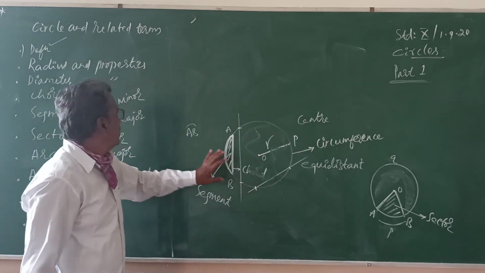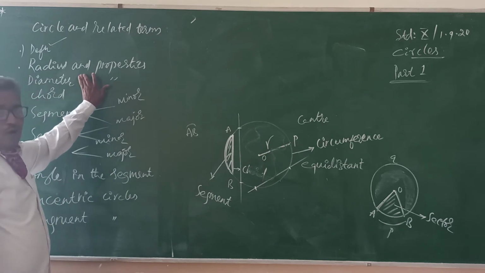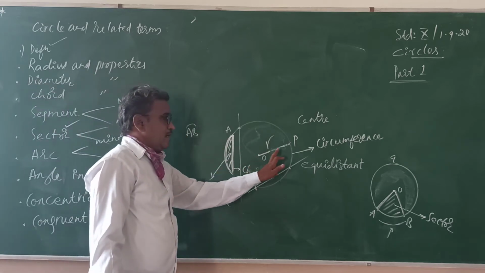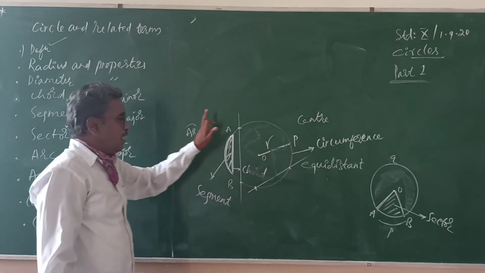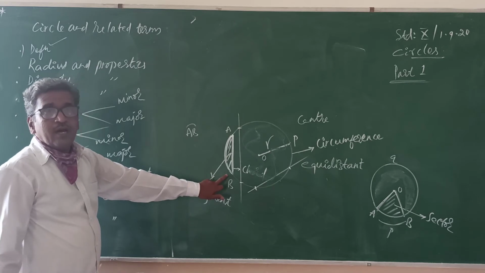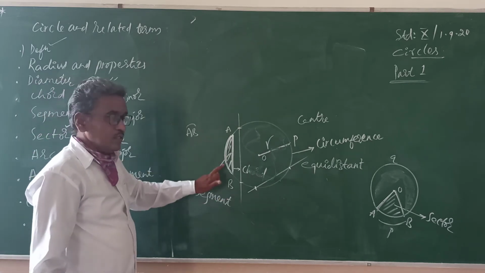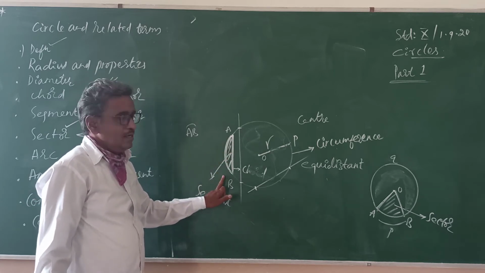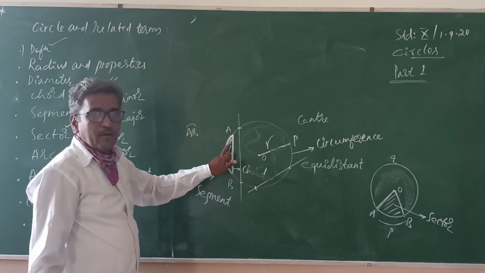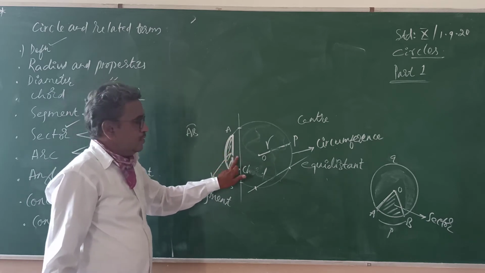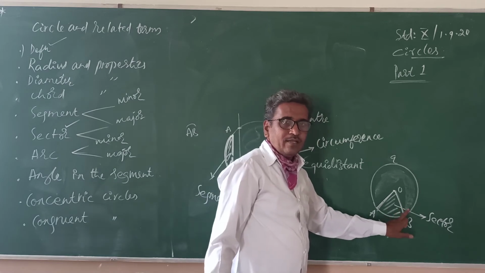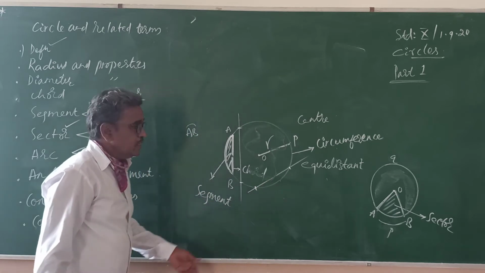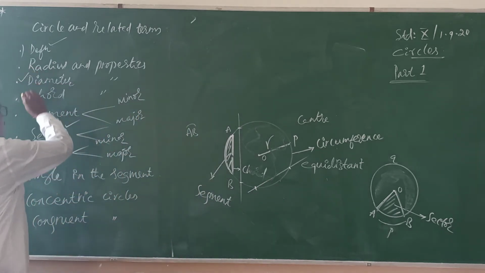A radius: all radii are equal, and any number of radii can be drawn. It is the line segment between the center and an endpoint on the circumference of the circle. A chord is a line segment which joins two points on the circumference. An arc is a part of the circumference. A segment is the area bounded by an arc and a chord. A sector is the area bounded by two radii and an arc. Minor segment, major segment. Then what is a diameter?